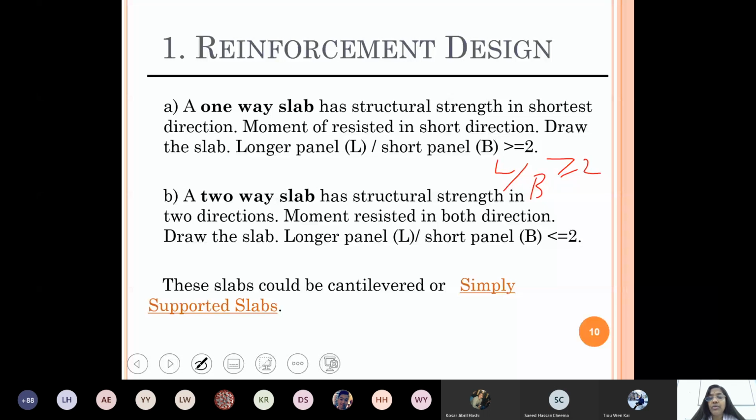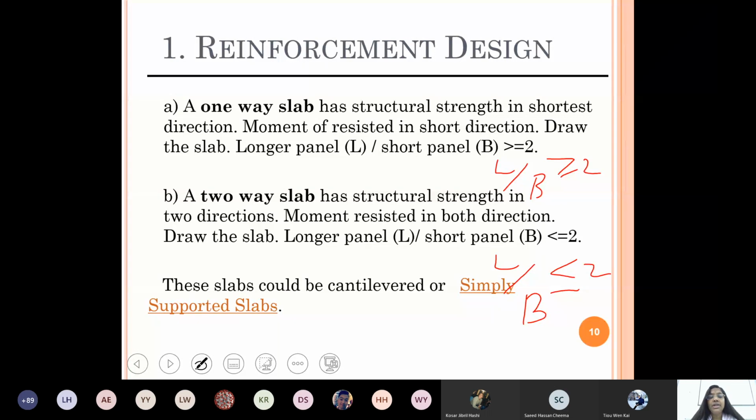Yes, then it will always be greater than 2. Second case, two-way slab, length to breadth ratio is less than 2. That means the breadth is higher than the length. Isn't it? Breadth is higher than the length. Then the ratio will always be less than 2.